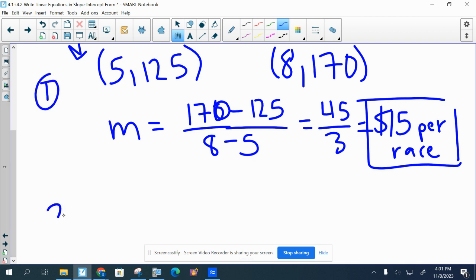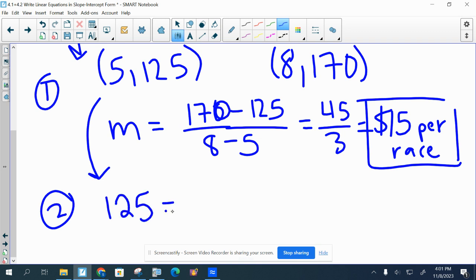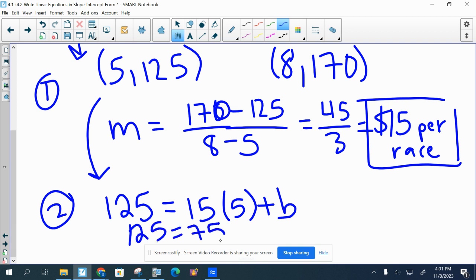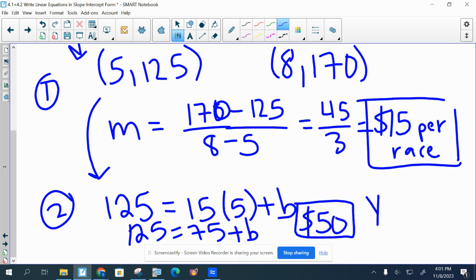That answers question 2. So I'm going to plug in this point for x and y. So 125 equals m is 15, x is 5, plus b. So then if I do 15 times 5, that's 75. And then if I subtract the 75 over, I get 50. So $50 for the initial membership fee, and then your equation is y equals 15x plus 50.